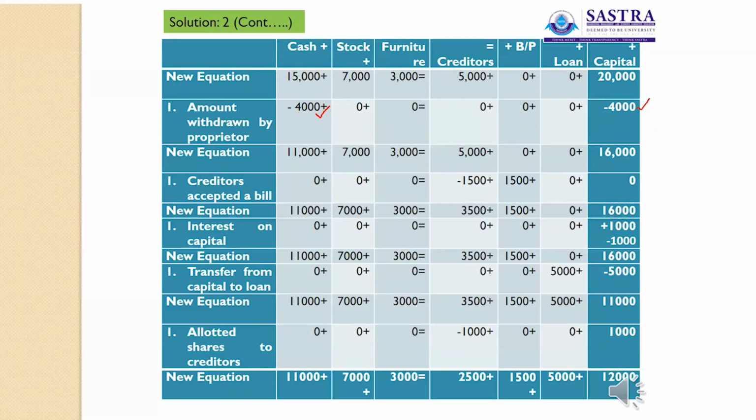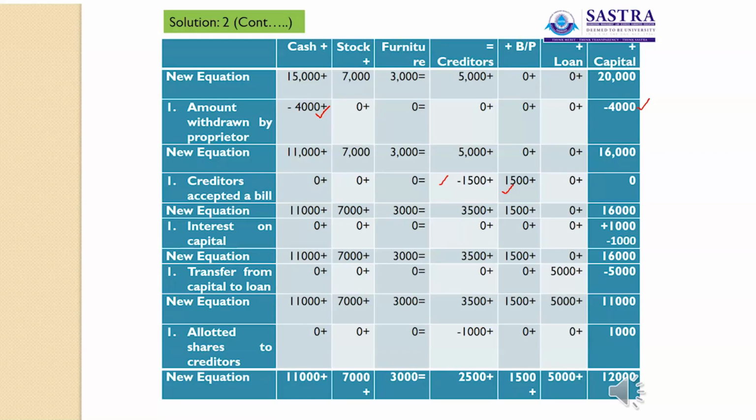The next transaction is creditors accepted a bill. Creditor accepted a bill. Here what are the accounts involved? Bills payable account and another one is creditors account. Automatically the liability of the creditors will be increased. So bills payable is one of the liabilities that will be increased. Then creditors value decreased, so minus 1,500. So bills payable increased, creditors value decreased.